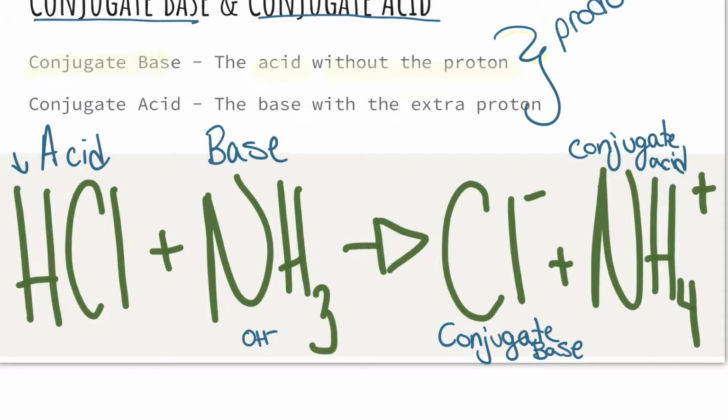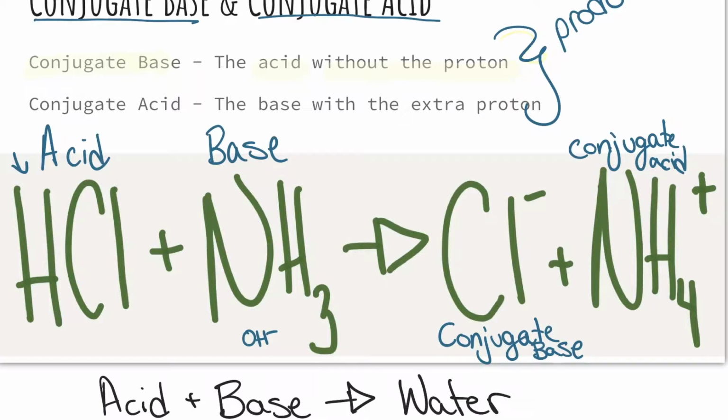This is in contrast to the Arrhenius definition, where traditionally you have acid plus base yield water and a salt. Just in case you see this formula here, this comes from a different definition than the acid-base conjugate acid terminology. All right, let's move forward.